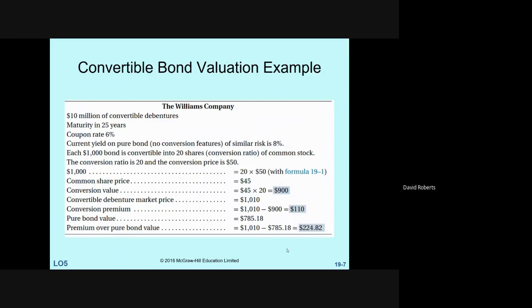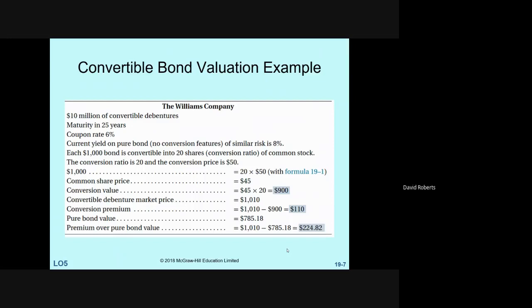If the current market price for the convertible debenture, which is like a bond and has some similarities to a bond, is $1,010, it means that the conversion premium is 110. It's the difference between the conversion value and the current market price.